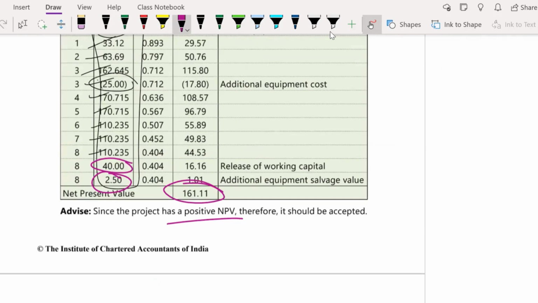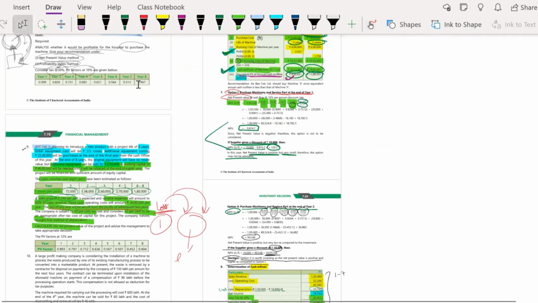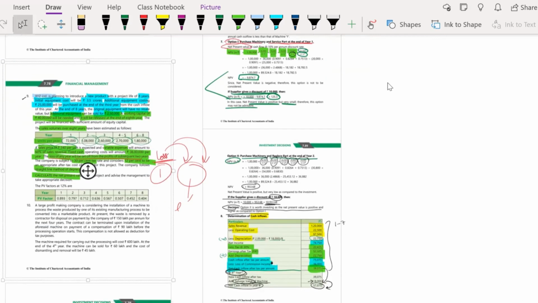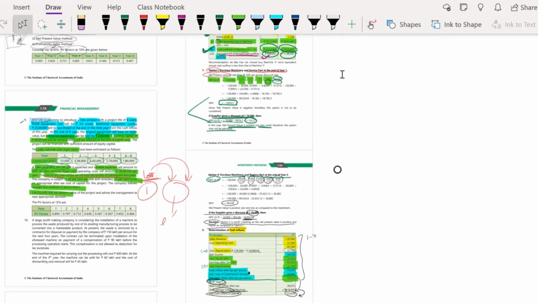I hope everything is clear until now. Are there any doubts in this question? Today we have seen around 8 questions, and we'll wind up the class with this. If you don't have any doubts, I'll tell you when the rest of the questions will be done.